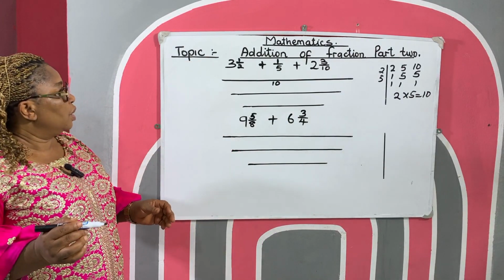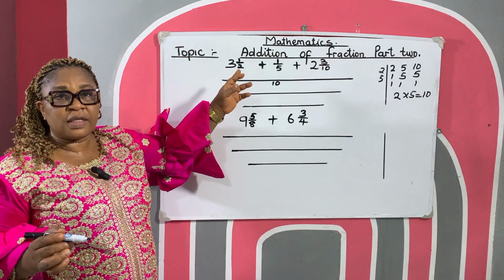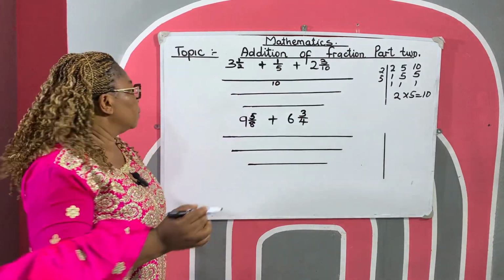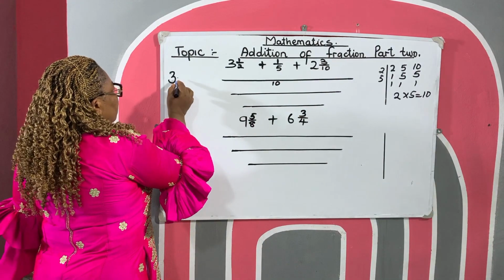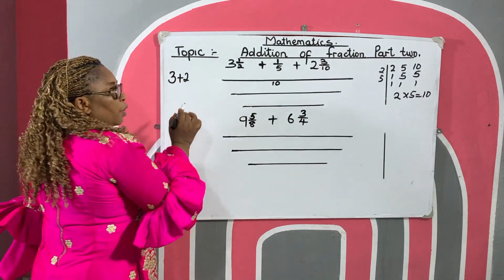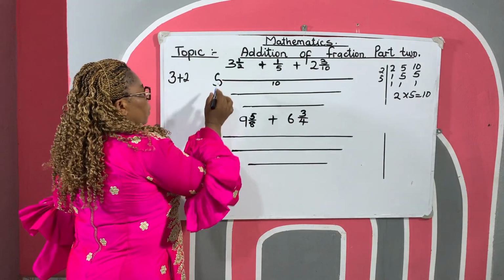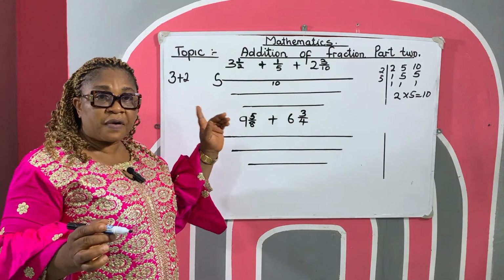Now watch me. Look at the whole numbers there. It has whole numbers: 3 plus 2. That will give us 5.